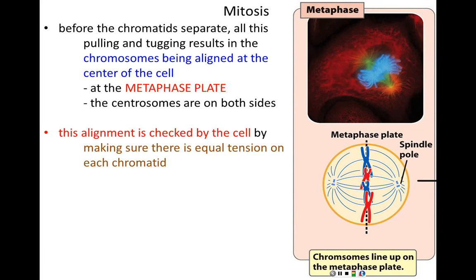Now this alignment is checked by the cell. This is actually a mitotic checkpoint. The cell checks this lining up by simply measuring that there is equal tension on each of the sister chromatids, making sure that there truly is a tug of war.